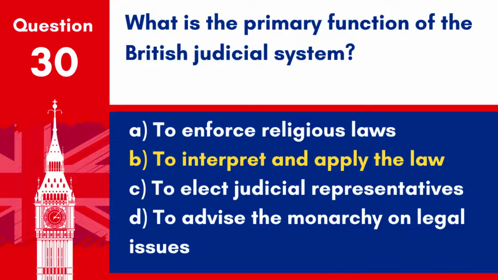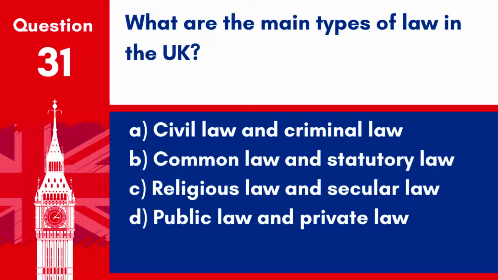various courts. Question 31. What are the main types of law in the UK? A. Civil law and criminal law. B. Common law and statutory law. C. Religious law and secular law. D. Public law and private law.